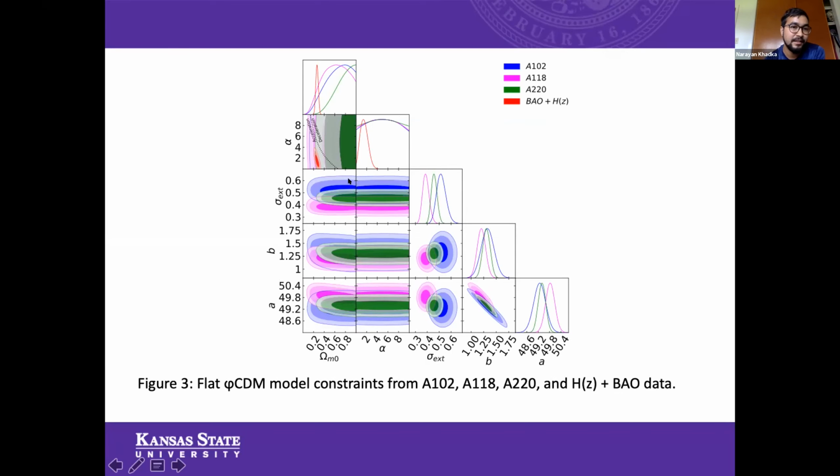So also you can see in all these plots, plots for flat lambda, flat models, the A220 data favors a decelerating universe, which strongly contradicts the constraints obtained from other cosmological data. So these are the results that we need to look at carefully.